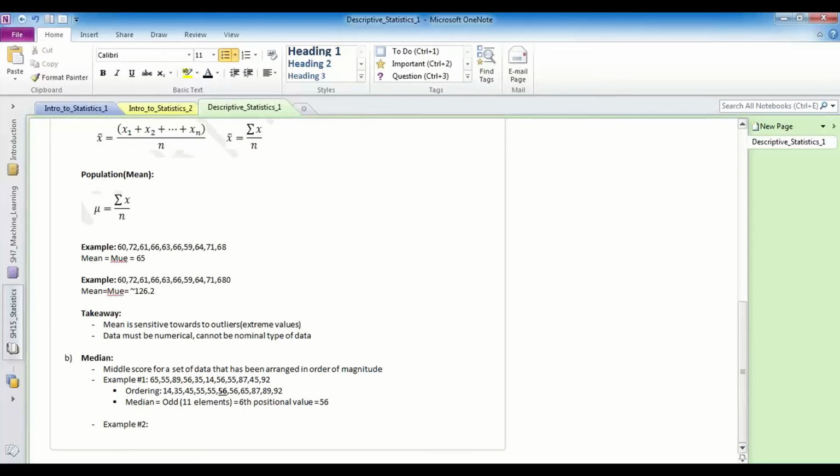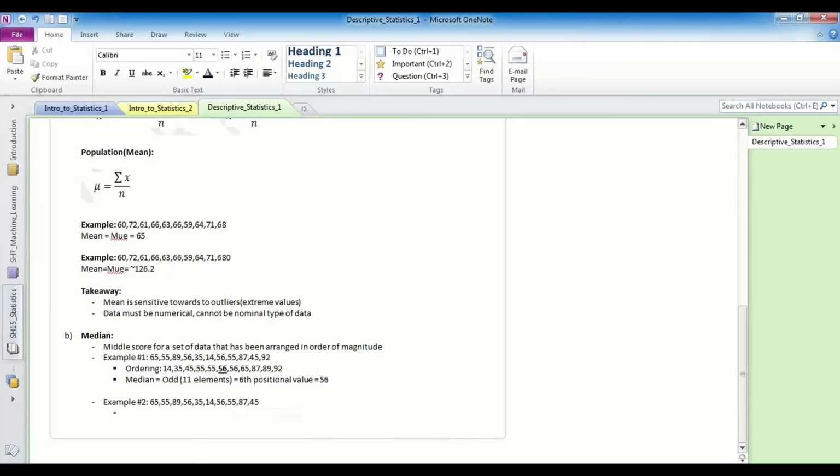10 or 11? 10. There will be only 10 numbers. So I'm just trying to opt for the same ordering. Okay, right? If I have to sort the data, I can just make use of the same thing. Okay, without the value of 92.